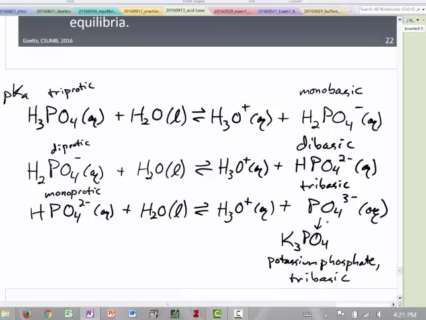Okay. These are equilibria. So you could write K equals products over reactants for each one. And if you took the negative log of that, you would get three pKa's. Each of these is an acid equilibrium, so it has a Ka, and if you take a negative log, it becomes p that, so pKa. So I have a column on the left for the pKa's of each of these three acids, because a pKa must relate to an acid. That's the A part.